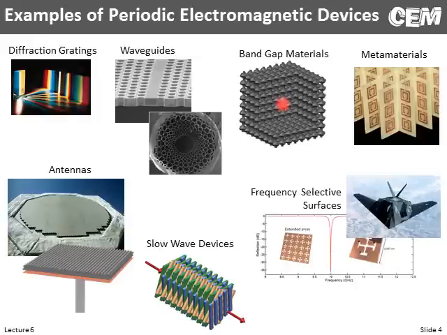Here are some interesting examples of periodic electromagnetic devices. We have at the upper left diffraction gratings. Very often they'll use these things in spectrometers. They'll separate wavelengths, each wavelength diffracts into a slightly different direction. Waveguides, a lot of folks are looking at incorporating periodic structures into waveguides to do some really neat things, to compensate for dispersion, to make the waveguide smaller, to make the mode in the waveguide even bigger sometimes to handle higher power. There's folks working on band gap materials.